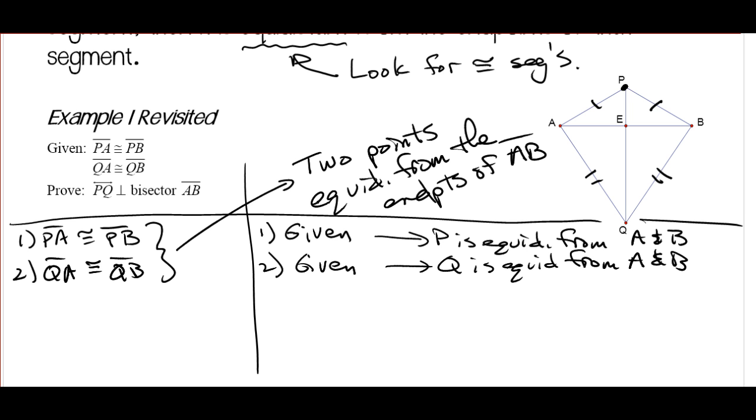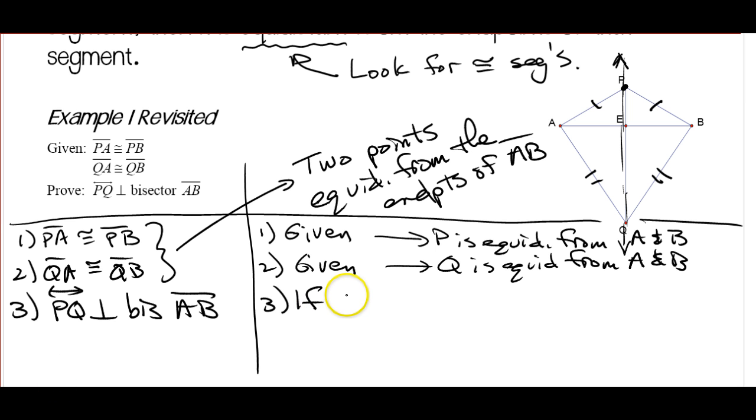So our theorem up here says if I have 2 points that are equidistant from the endpoints of the same segment, then the line going through those 2 points, this line that goes through P and Q, that line has to be the perpendicular bisector. So I have everything that I need to show in step 3 that PQ is the perpendicular bisector of AB.